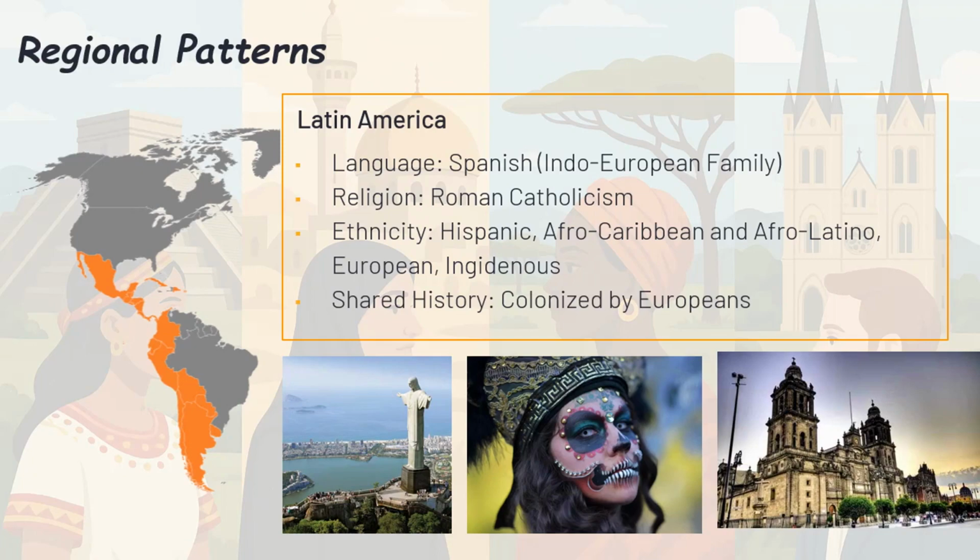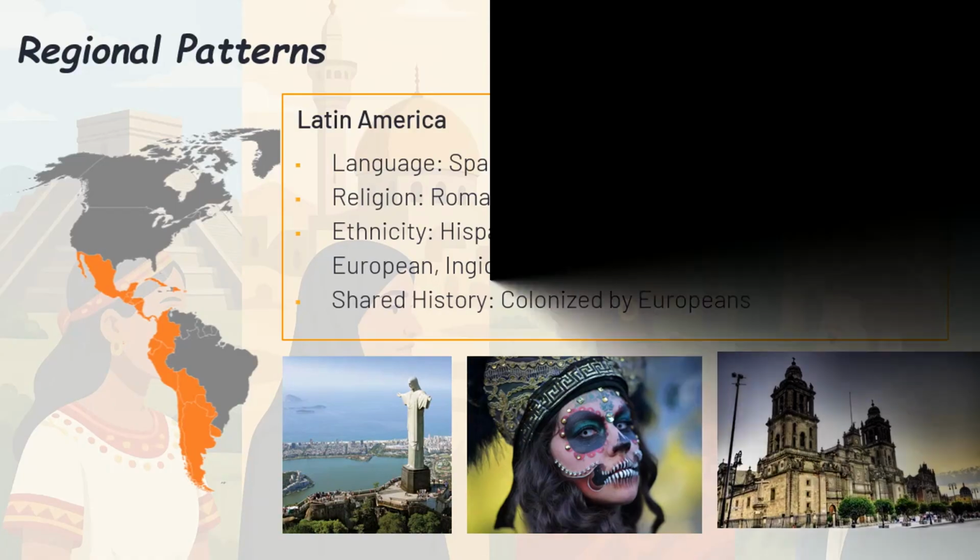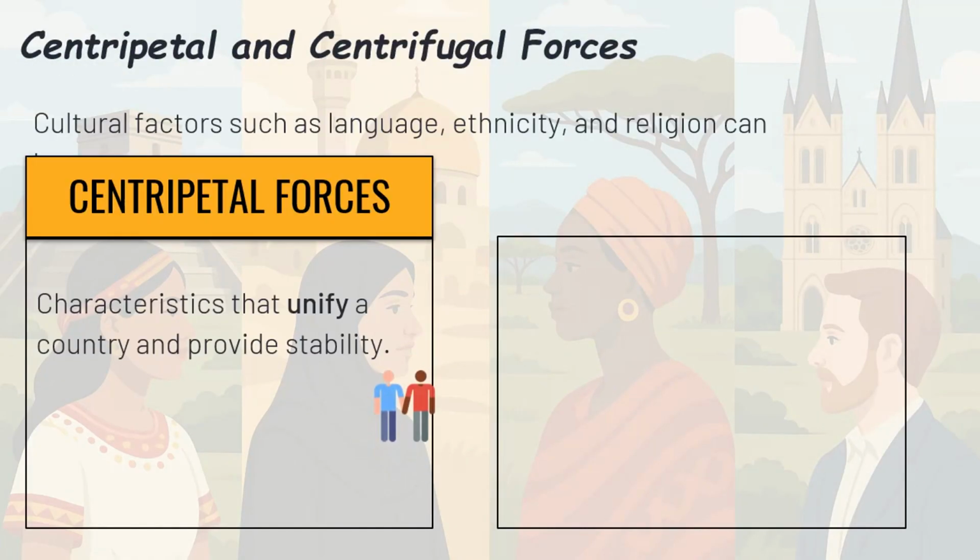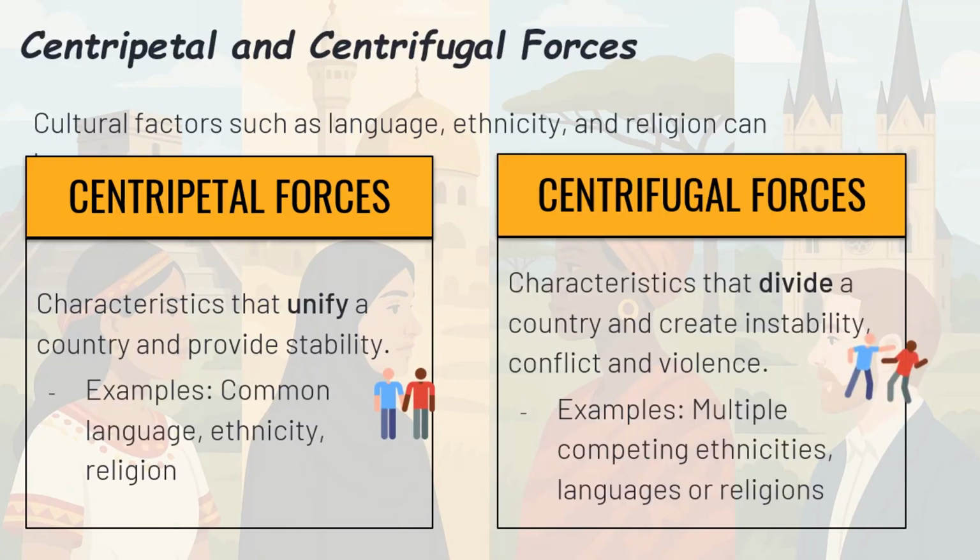Now let's switch gears from regions that unify to what happens when culture pulls people apart. Time to talk centripetal versus centrifugal forces. Buckle up. All right, time to break out the physics terms, but with a cultural twist. Centripetal forces pull people together. Think of them like the glue that keeps a country stable. A shared language? That's unity. A dominant religion? That's connection. A common ethnic identity? More social harmony. Basically, centripetal forces are the squad goals of a nation.